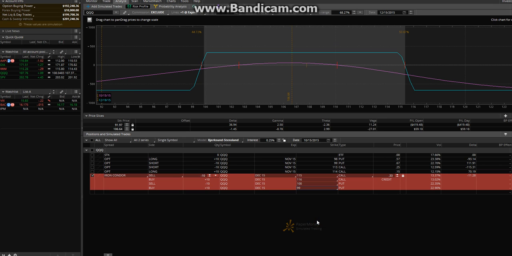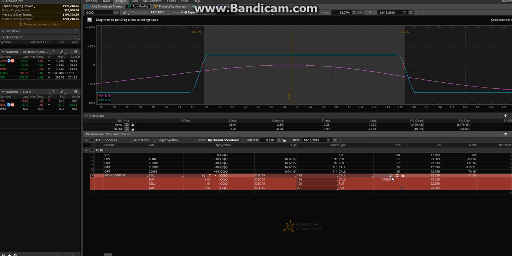Now I have a one point gap from my prices, the 116, 115. You can actually do a 115, 117 or 116, 114. You can do that on either side. You can do 2 points, 1 point. You can play around with it and see what looks better as far as liquidity. Right now we have 1 point and we're going to capture 27 credit on one contract.